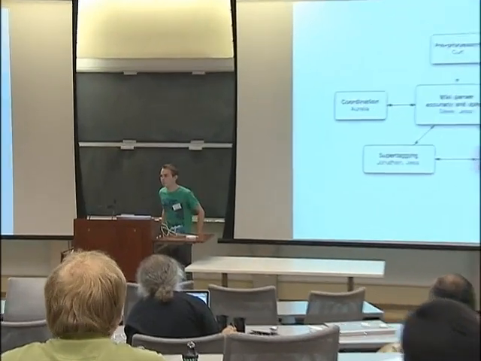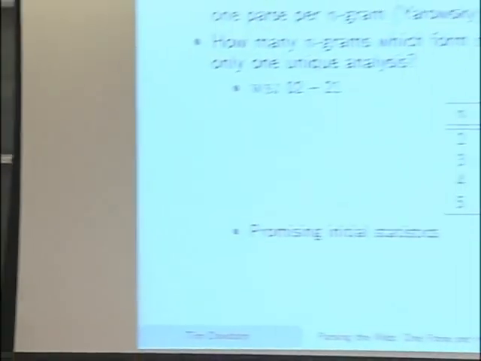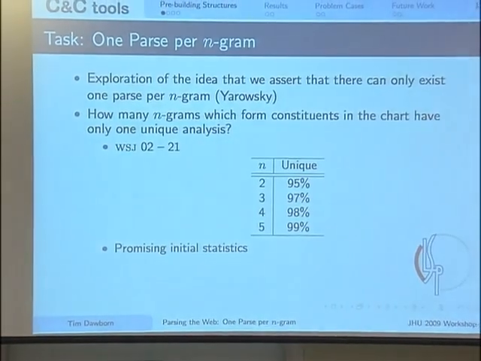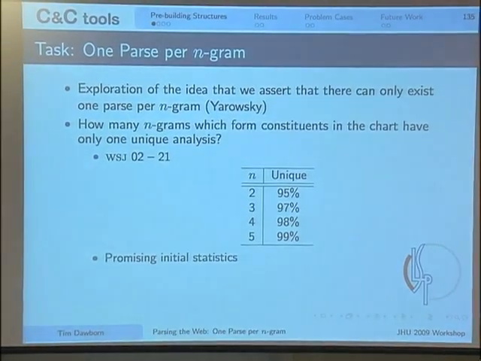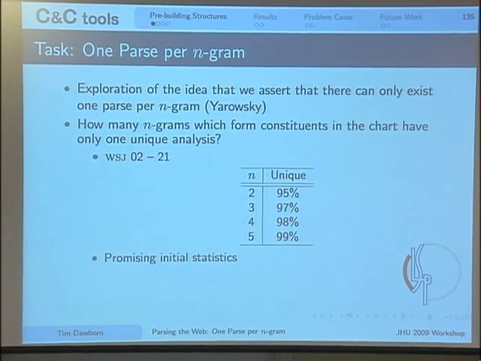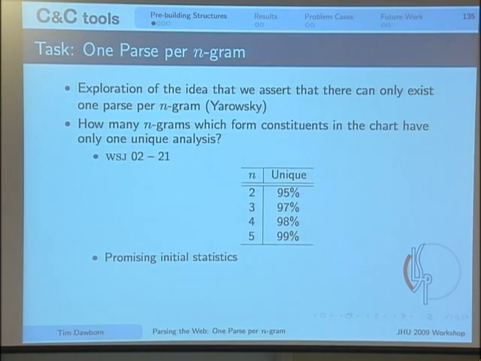Okay, so my name's Tim Dawborn from the University of Sydney, and I'm talking about the project that I was working on, which was one parse per n-gram. This was an exploration of the idea that we assert that there can only be one possible derivation for particular n-grams. So if we know that some n-gram always has one particular derivation, why bother parsing that n-gram if we always know what it's going to be?